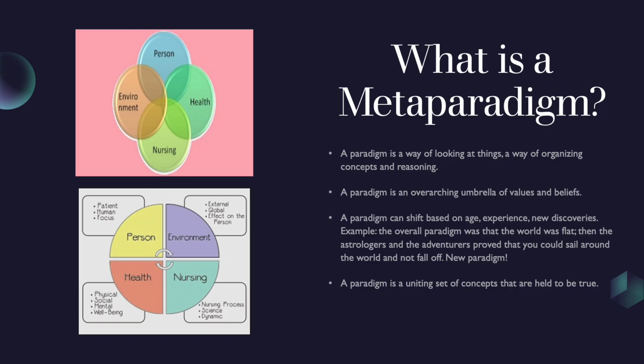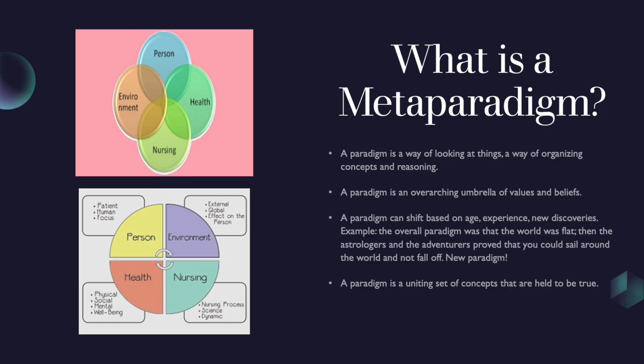So what is a meta-paradigm? A meta-paradigm is a way of looking at things, a way of organizing those concepts and reasoning. A paradigm is an overarching umbrella of values and beliefs. So it can shift based on age, experience, and new discoveries. For example, the overall paradigm that the world was flat, and then the astrologers and the adventurers proved that you could sail around the world and not fall off, then guess what? We had a new paradigm.